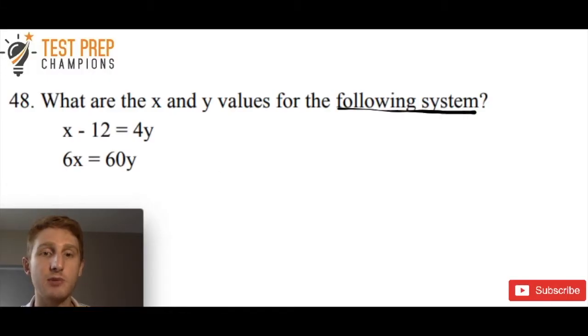This is Parker from DeskprepChampions.com, and today I want to cover a special problem. This is a systems of equations problem, which is one of my favorite types of problems. The question is on screen: what are the x and y values for the following system? x minus 12 equals 4y and 6x equals 60y.